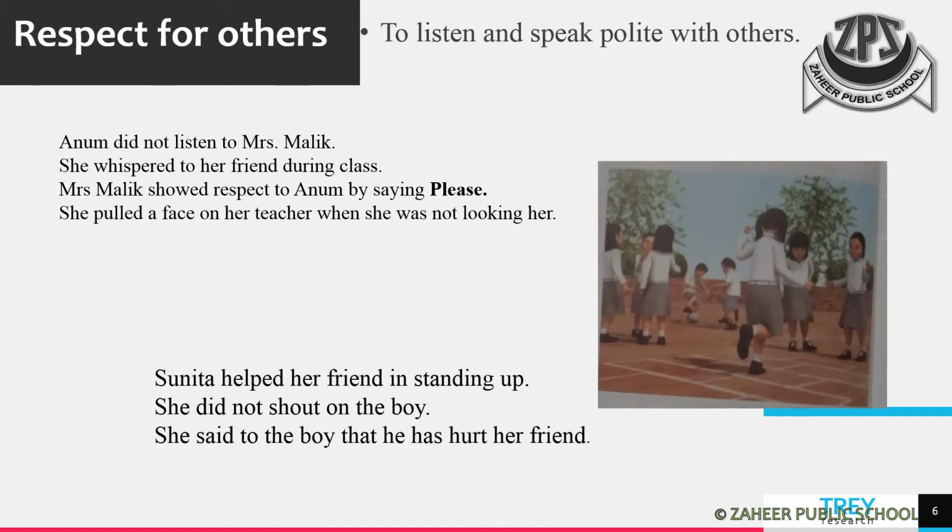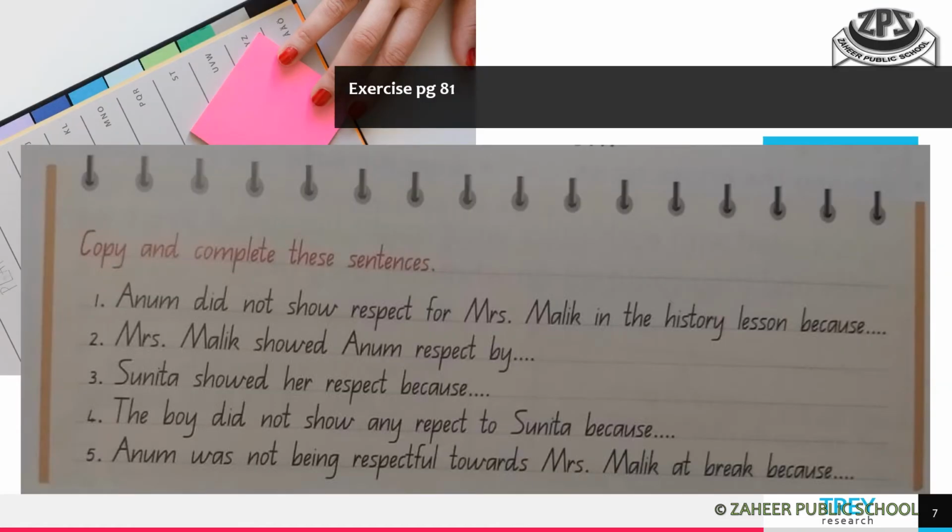Similarly, outside in the school ground, some children were playing and a boy hurt Mughal badly. Sunita helped her friend in standing up and she did not shout at the boy. She said to that boy very politely that he had hurt her friend. So she showed respect. Now complete this exercise given on your page number 81, after reading the respect for others topic. So you can easily complete the sentences.